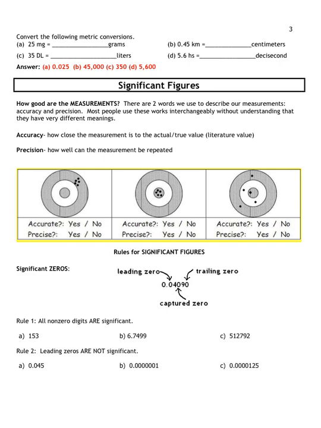In this topic of significant figures, we're really going to answer this rhetorical question: how good are measurements? There are two words we use to describe our measurements. The words are accuracy and precision. Most people use these words interchangeably without understanding that they have different meanings. The word accuracy is how close the measurement is to the true value or the literature value. Precision is how well the measurement can be repeated. So let's look at these examples to see how we use the word accurate and the word precise.